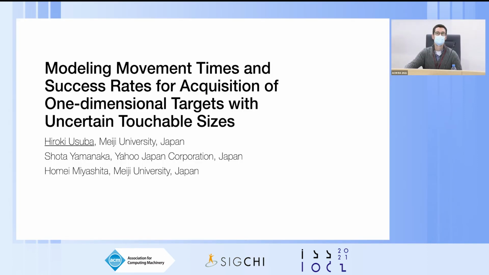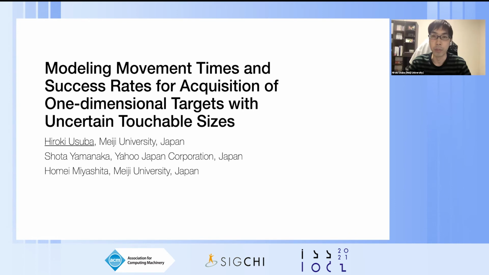So without further ado, I would invite the first speaker who is connected remotely, Hiroki Usuba from Meiji University, Japan, to talk about uncertain touchable sizes. Hi, I'm Hiroki Usuba. I'm a PhD student at Meiji University. Today, I will talk about a study titled Modeling Movement Times and Success Rates for Acquisition of One-Dimensional Targets with Uncertain Touchable Sizes.